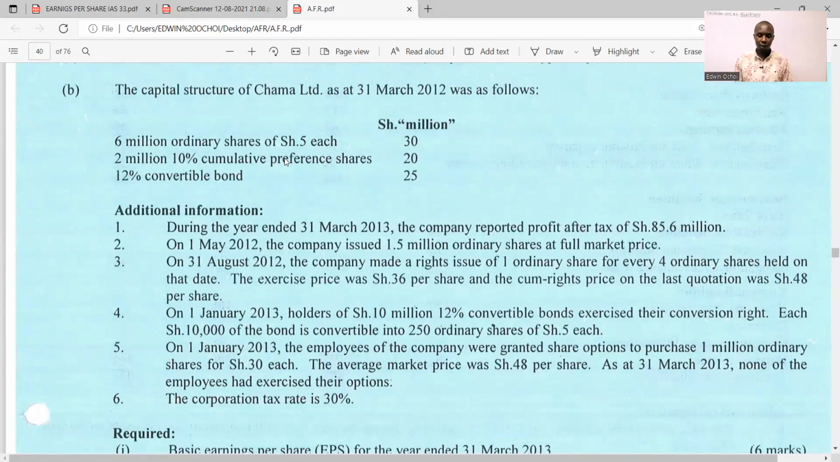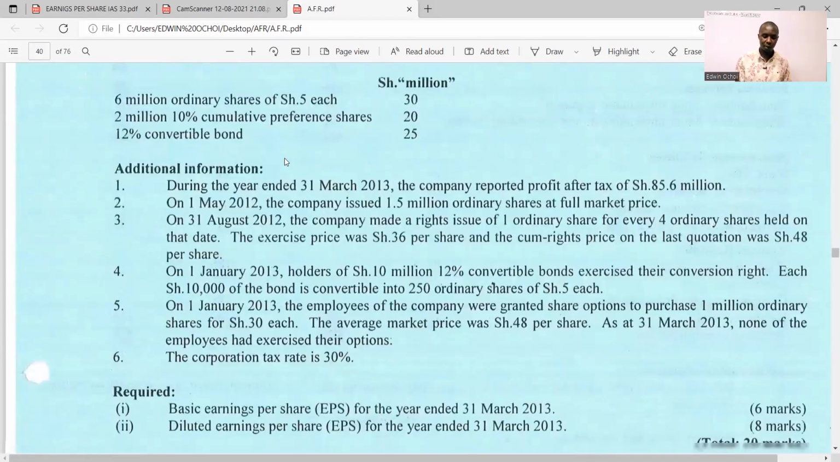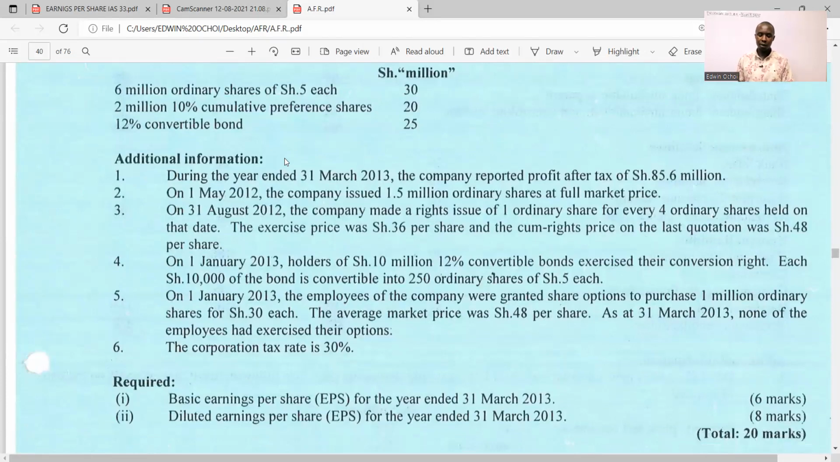The capital structure of JAMA Limited as at 31st March 2012 was as follows. So you are provided with the capital structure of a certain company as at the end of a certain year, 31st March 2012. Why am I saying the end of a certain year? Because the requirement down there is to compute the basic earnings per share and the diluted earnings per share as at 31st March 2013.